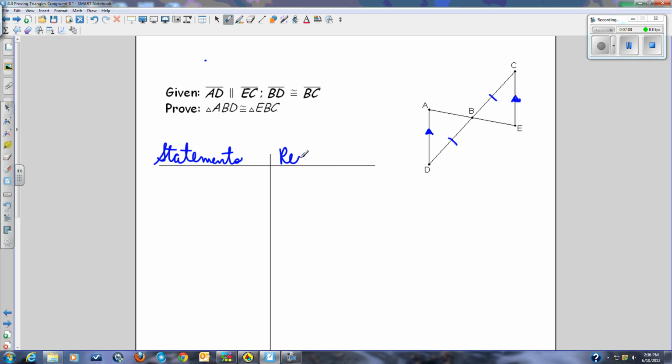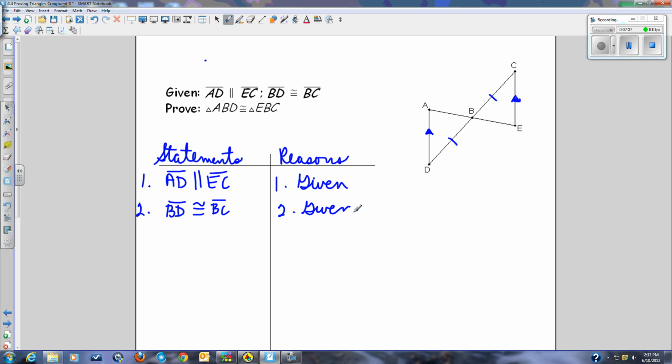And we're going to list statements and reasons, starting with our given information. So we're going to write that AD is parallel to EC, and that is given. We also know that BD is congruent to BC, and that's given.